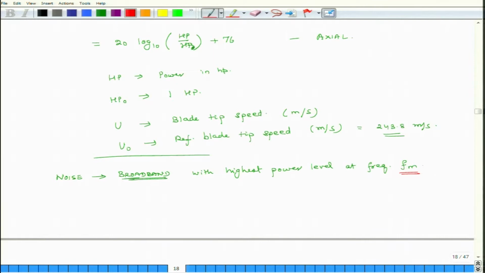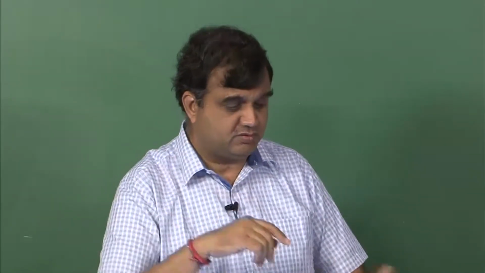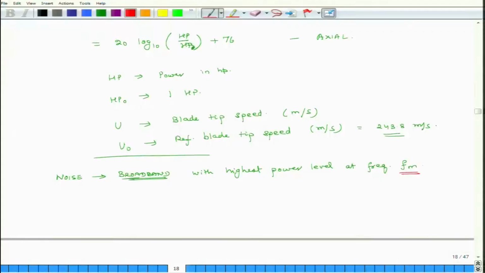So, if you look at the noise coming from a compressor in general, it will have all sorts of frequencies coming out in the noise, but one particular frequency will be the highest, and that frequency we call Fm, the maximum frequency, the frequency corresponding to maximum amplitude. And what is the value of that Fm? So, Fm equals 1000 times U divided by U0, where U is the blade tip speed in meters per second and U0 is the reference speed. This is for centrifugal compressors.